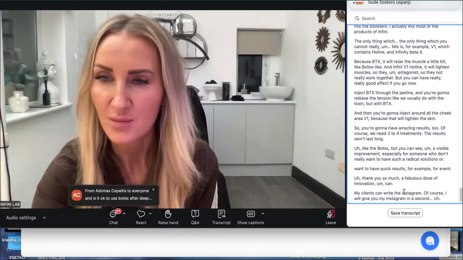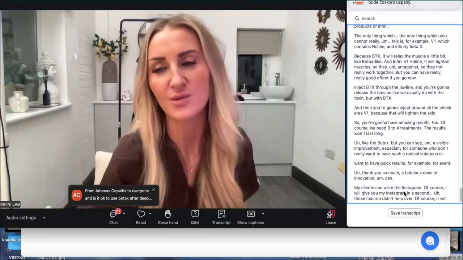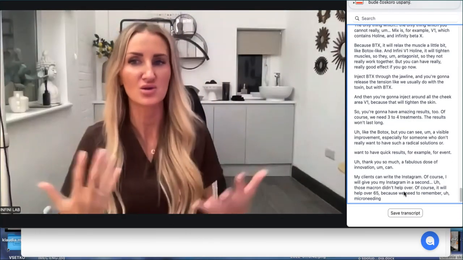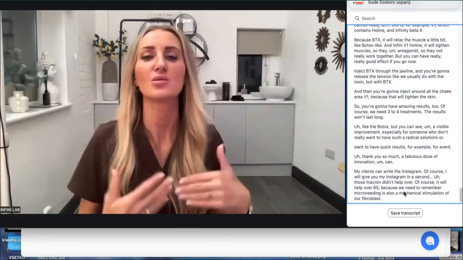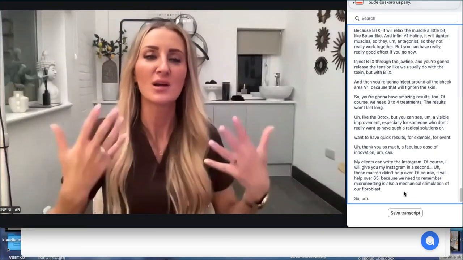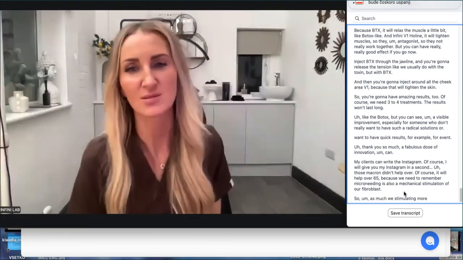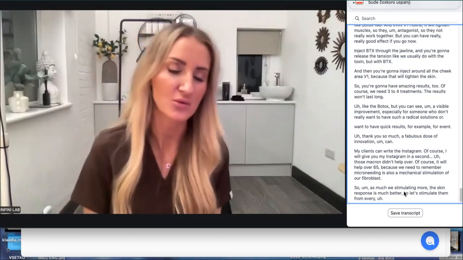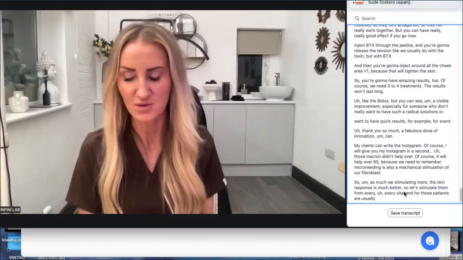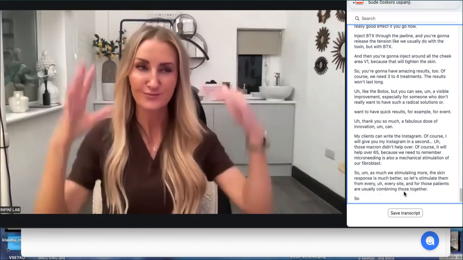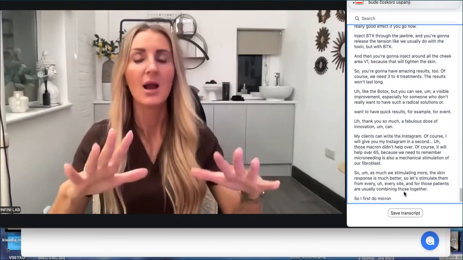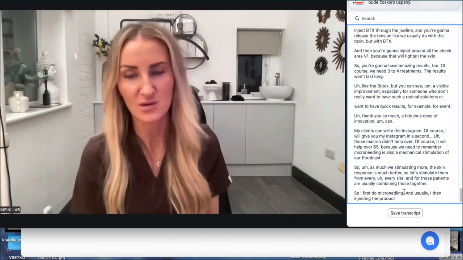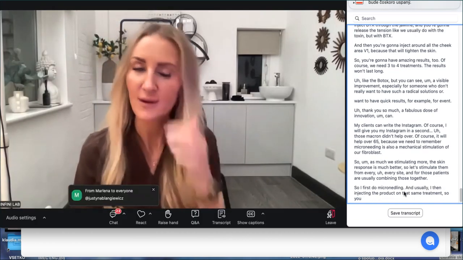Does microneedling help over 65? Of course, it will help, because we need to remember microneedling is also mechanical stimulation of our fibroblasts. So the more we stimulate, the better the skin response. So let's stimulate them from every side. For those patients, I usually combine those together. I first do microneedling, and then I inject the product in that same treatment. So you have fantastic results.